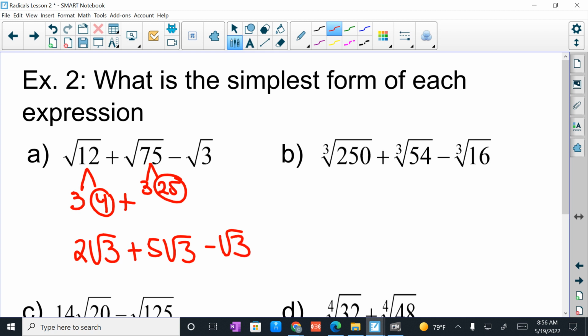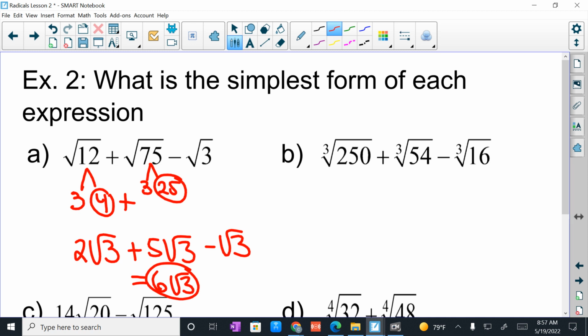Now that we've simplified it, my friends, can we change our tune? Can we add these now? Yeah. So what would 2 square roots of 3 plus 5 square roots of 3 minus 1 square root of 3 be? 6 square roots of 3. Excellent job.